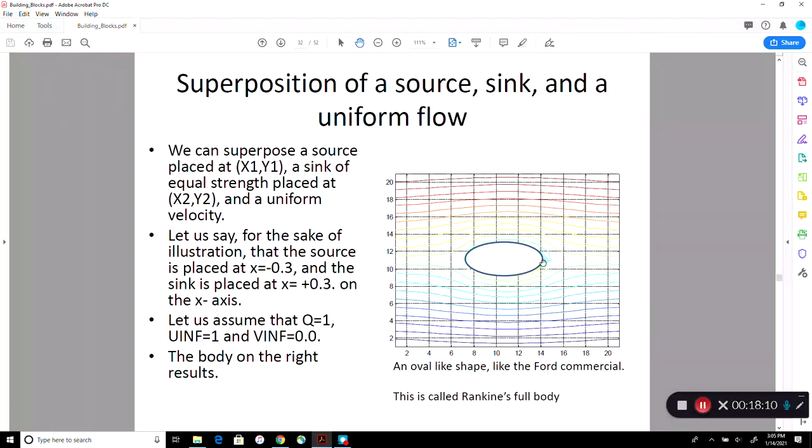Here the sink is pulling the particles towards it. Free stream is pushing the particles in this direction. When they match each other, you'll get another stagnation point. So you get a symmetric flow. Front and back look very symmetric. Up and down look very symmetric. Again, you don't get any lift. You don't get any drag. So in potential flow, in this case, you don't get any lift or drag.